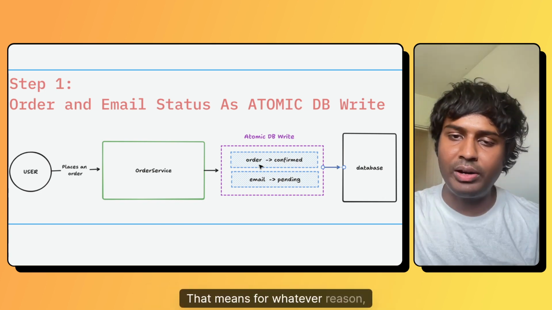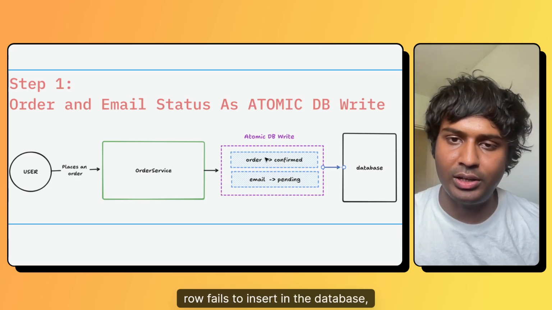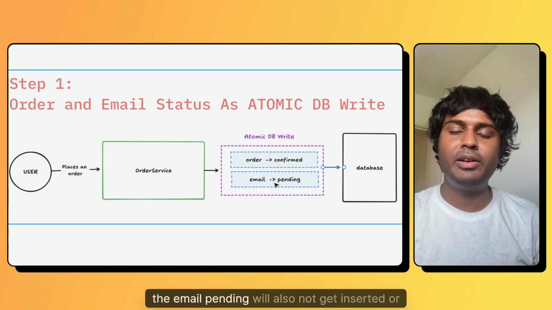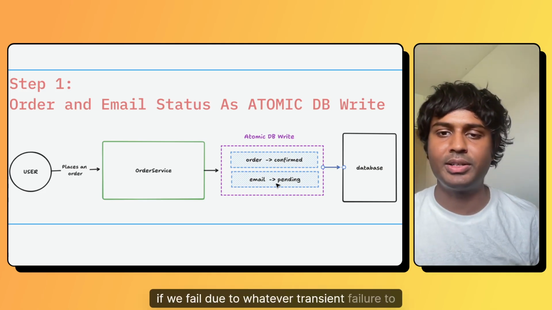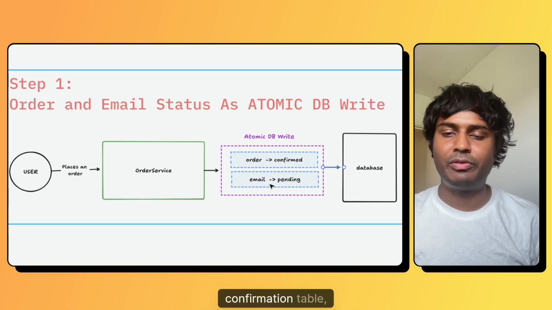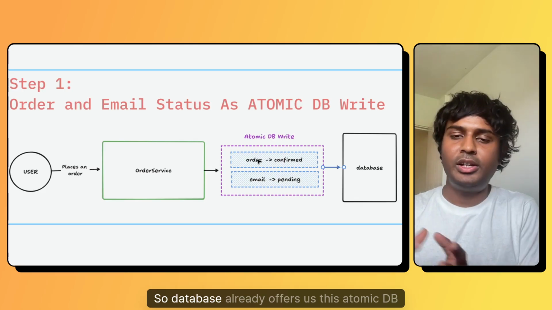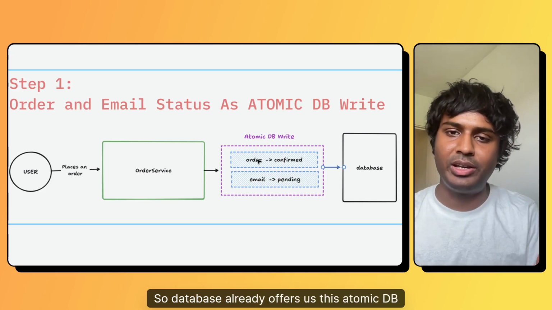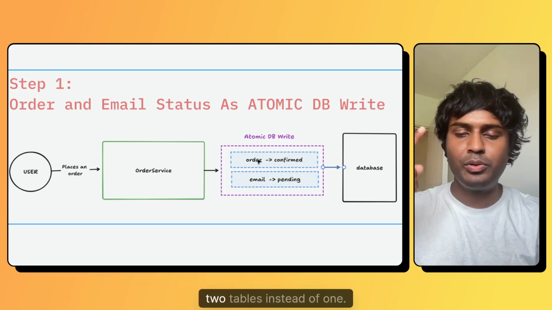So you can enforce that this entire operation is atomic. That means for whatever reason, if the order confirmed row fails to insert in the database, the email pending will also not get inserted, or vice versa. So if we fail due to whatever transient failure to store this email pending row to the email confirmation table, this will also be rolled back. So the database already offers us these atomic DB writes.